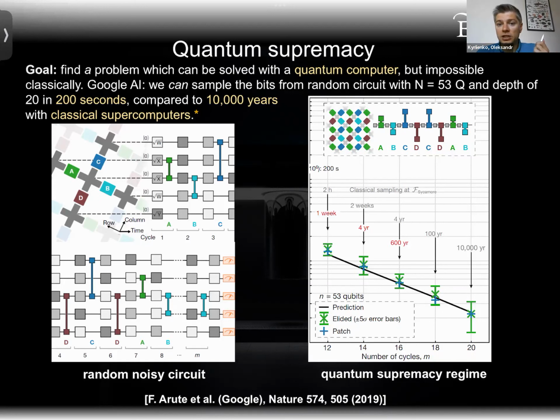So I should say that the old results from Google from 2019 need to be adjusted because the predicted classical sampling times were shifted nowadays. So you don't actually need 10,000 years. You could probably do it in a few hours. But that's the same question about the separation that we discussed.